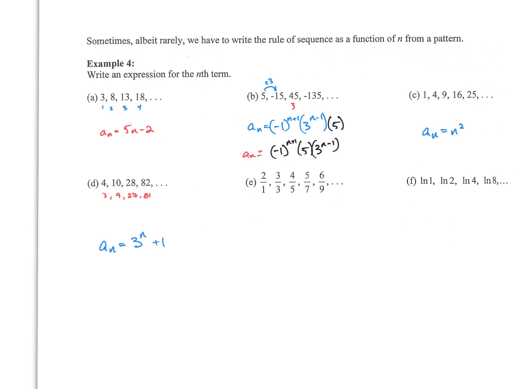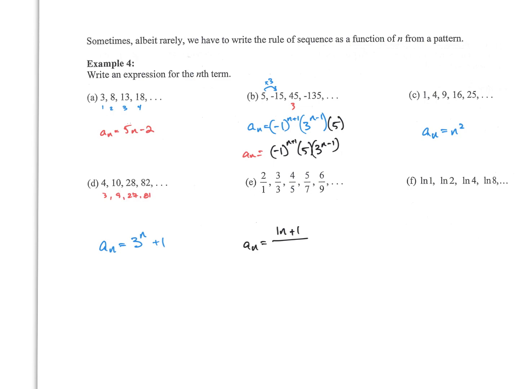All right, let's look at part E. Whenever we have fractions, I would highly advise you to work with the numerator and denominator separately. That's how I would break it down. So if I have 2, 3, 4, 5, 6, what's happening? I'm adding 1. So if I'm adding, that's really multiplying. So I have 1n up top. However, I want to start at 2. So what do I need up top? Plus 1. So I have n plus 1 up top.